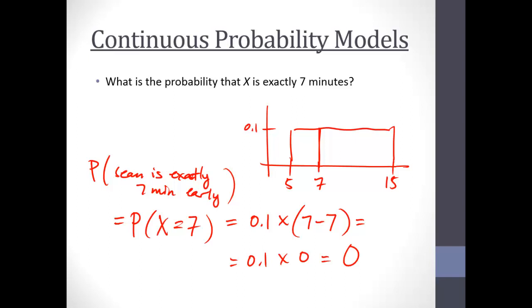So again, is it possible that he would arrive exactly 7 minutes before class? Yes, it's possible, right? He could be exactly 7 minutes early. But what we have here is that the probability of that happening is 0. That's a little bit of a paradox, I think, but that is true.